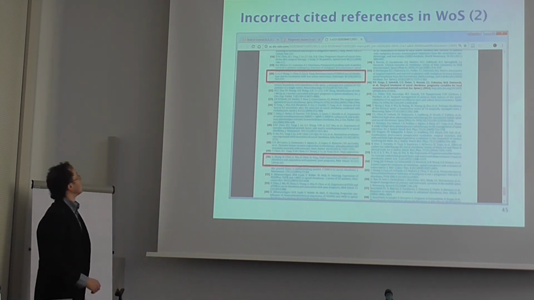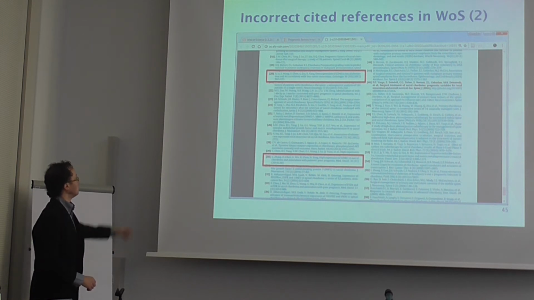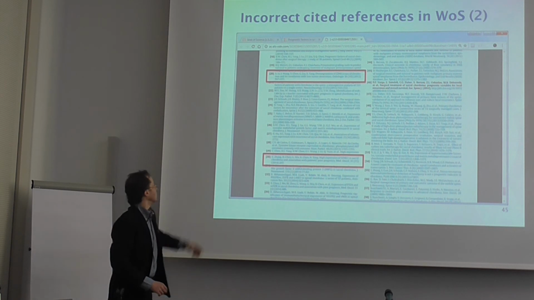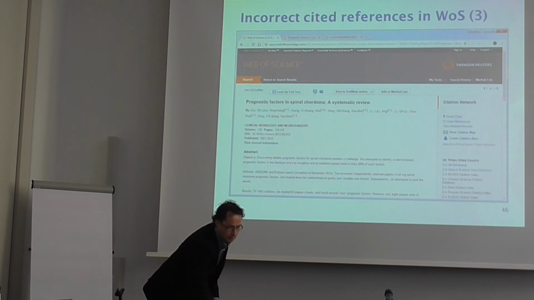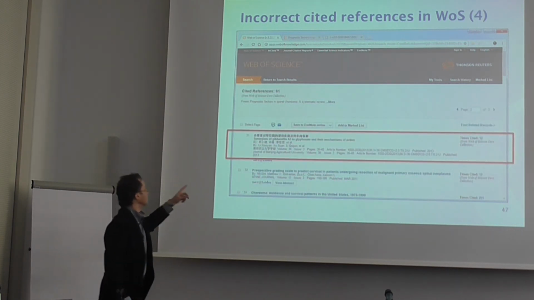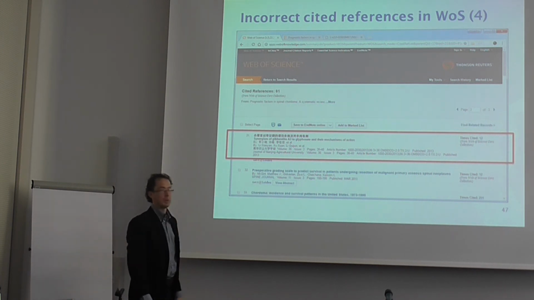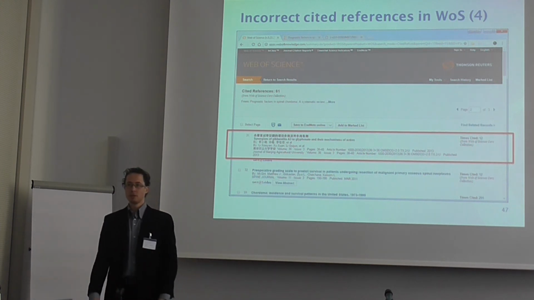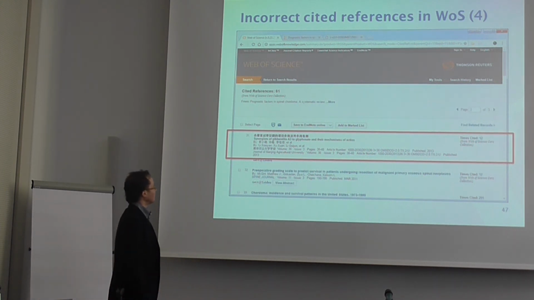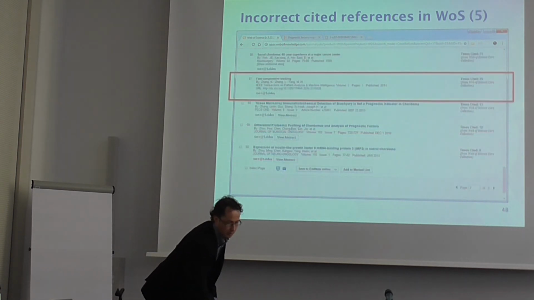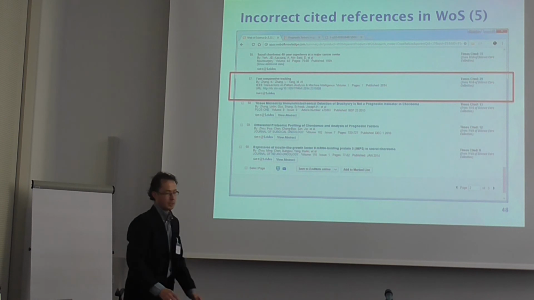This is an example of incorrect cited references. So we see a paper by Lee, 2013, and Jan, 2014. And if we look at the reference list in Web of Science, then we see that there is a paper by Lee, 2013, but all the information is completely different. So it's another journal, other volume number, and so on. And the same holds for the Jan publication.